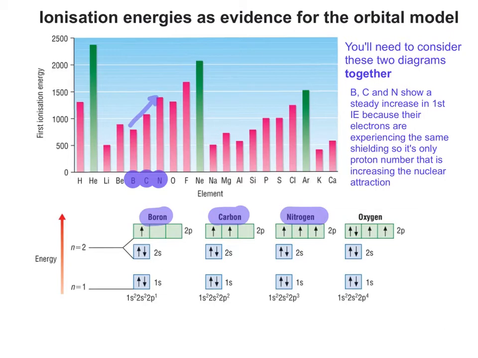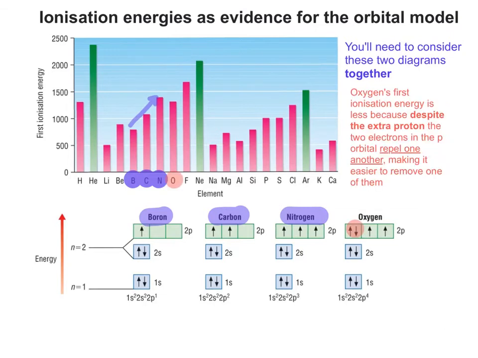But look what happens when you get to oxygen. In the oxygen, you get 2 electrons that are now in one of the p orbitals together. It's highlighted in red. That causes the dip in ionisation energy. And it doesn't matter that there's an extra proton. The 2 electrons repelling actually make it easier to remove one of them, so the ionisation energy goes down.